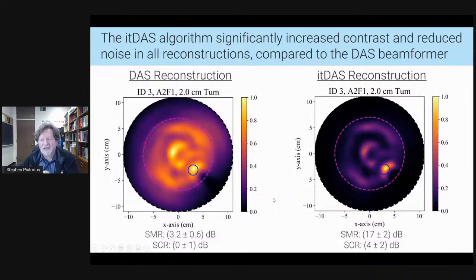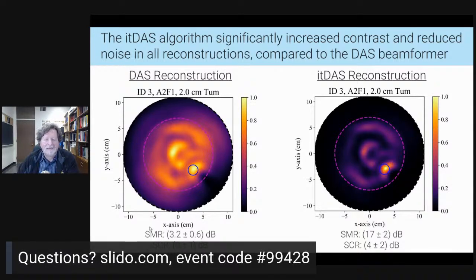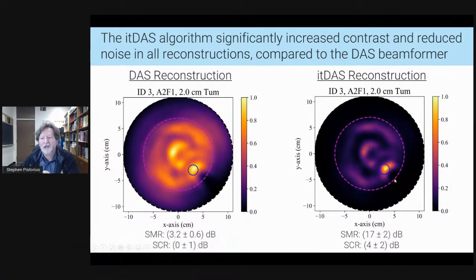And I'll just give you an example of that. Well, firstly, let's look at the iterative algorithm versus the delay and sum algorithm. A delay and sum reconstruction would give us an image that looks something of this nature, where it's somewhat difficult to see the presence of the lesion against this background clutter. We have a relatively poor signal to maximum ratio and poor signal to clutter ratio, as is shown here, in comparison to this iterative approach here, where the tumor stands out quite clearly against the background with a much better signal to maximum ratio and signal to clutter ratio response.